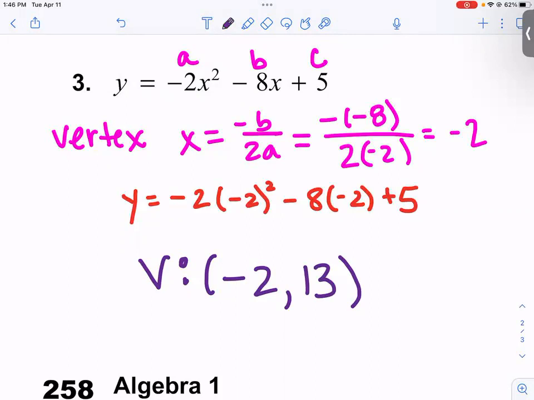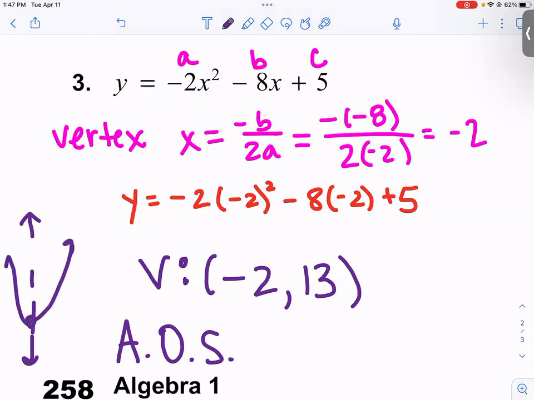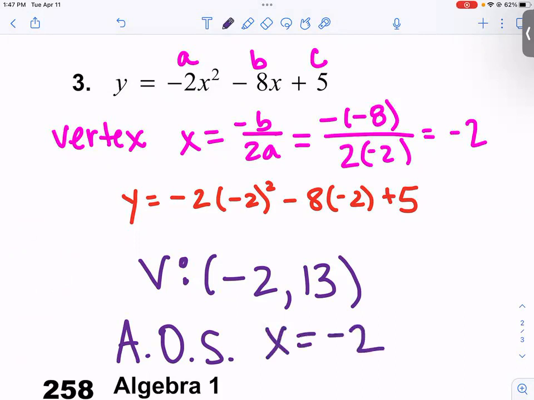Preston, where's our axis of symmetry? Axis of symmetry. That line that goes through the vertex. -2. Half credit. x equals -2. You have to say x equals. It's a line. It has to be an equation. You have to say x equals.